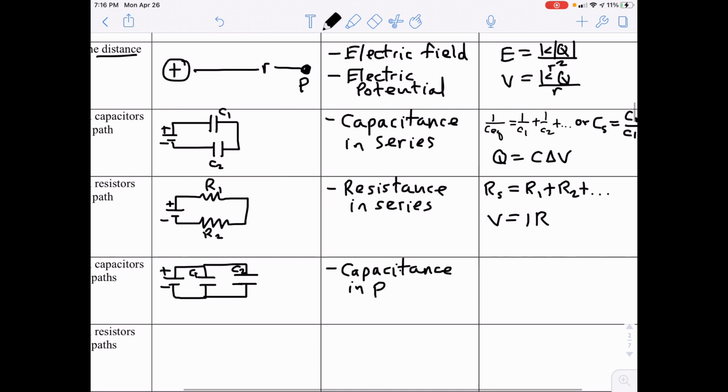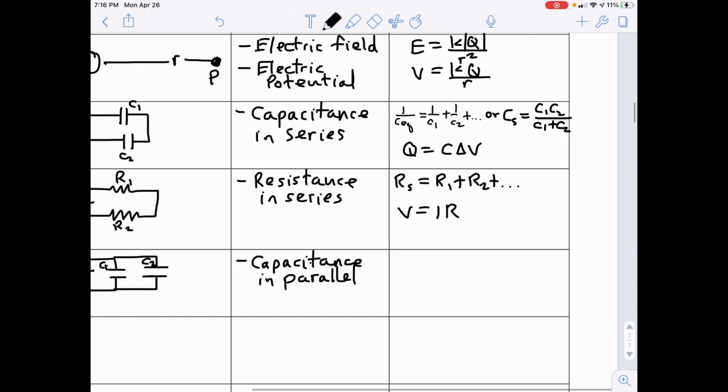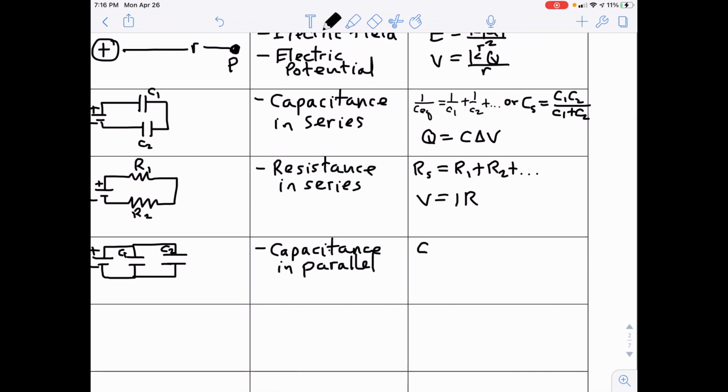This would be capacitance in parallel. And capacitance in parallel is just like resistors in series. So CP stands for capacitors in parallel, and we simply add them up. And yes, once again, Q is equal to C delta V is often needed.